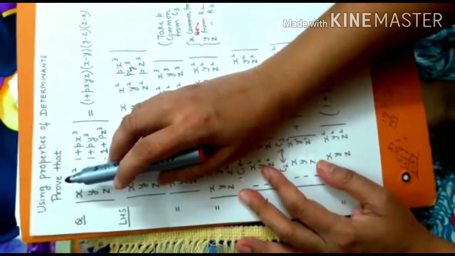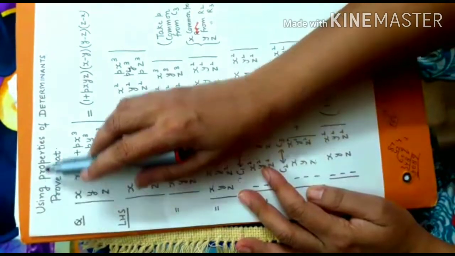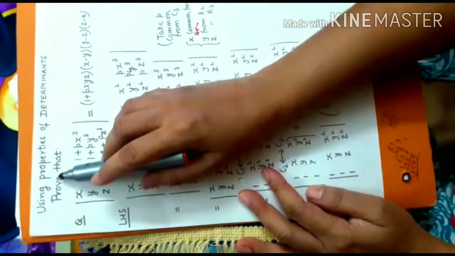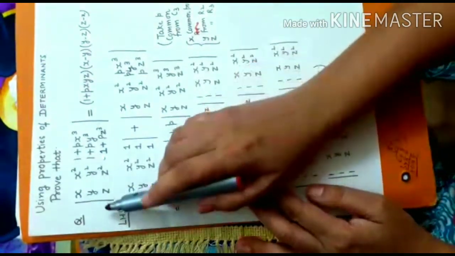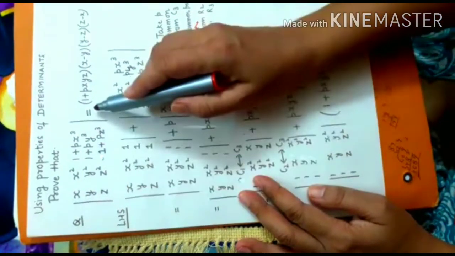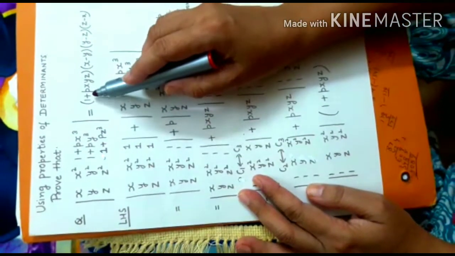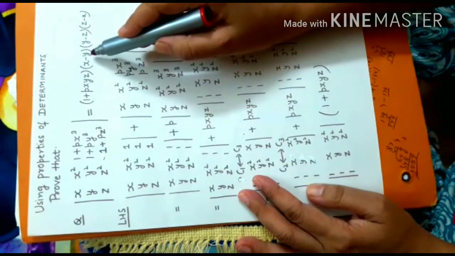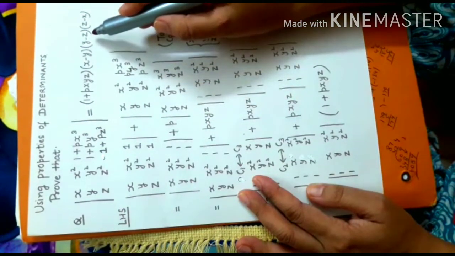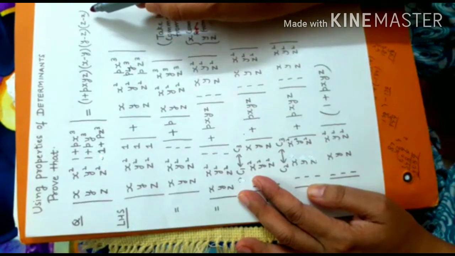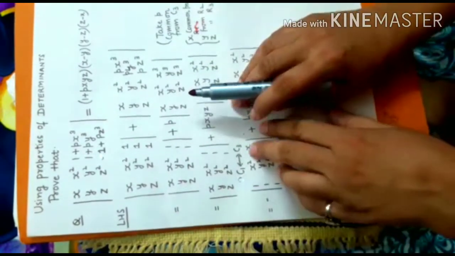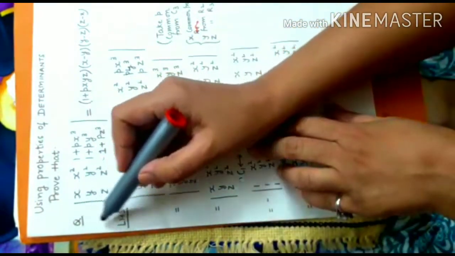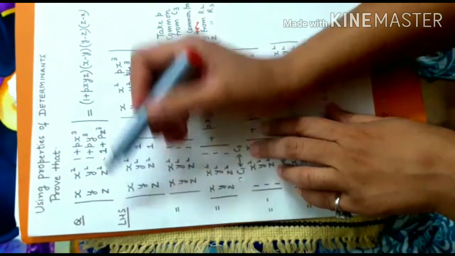Now let's take up the question. Using properties of determinants, prove that this determinant is equal to 1 plus pxyz into x minus y into y minus z into z minus x. We begin with the left hand side.